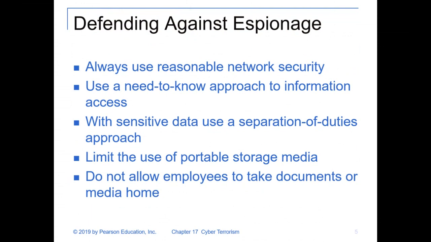So a couple of ways we can defend against espionage is always use reasonable network security. We use a need-to-know approach on information access. We stay with the principles of least privilege. With sensitive data, we use a separation of duties approach, so not one person has access to everything. Limit the use of portable storage media, and also do not allow employees to take documents or media home.